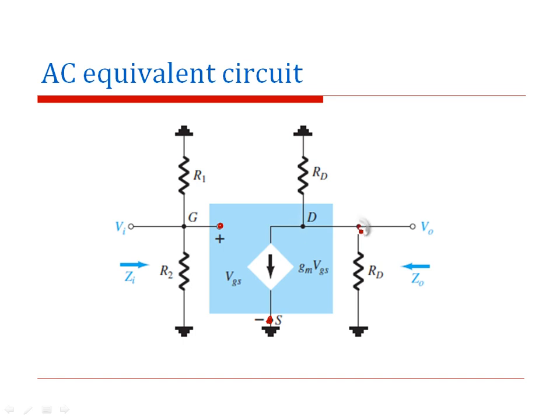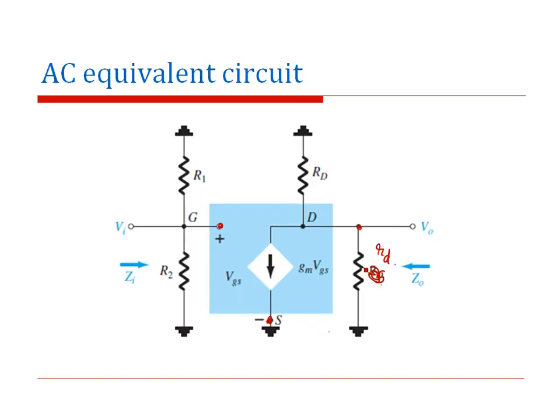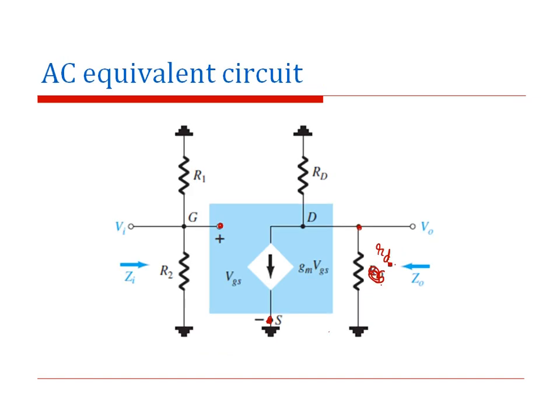And this is RS, sorry, no, this is not RS, this is small rd. This was a writing mistake. RS will be short circuited because RS is bypassed by the capacitor CS. So this won't come into the picture in the AC equivalent circuit. Instead, if you replace this JFET with its equivalent circuit, you have small rd here, which is the output impedance of the JFET.